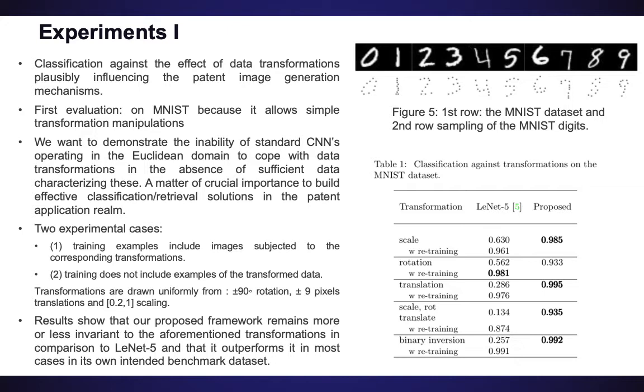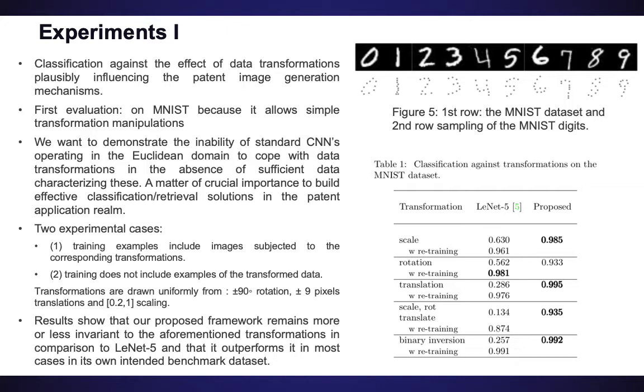We include here two experimental cases. One, when training examples include images subjected to the corresponding transformations, and two, when the training data set does not include examples of the transformed data. Table 1 here summarizes our results. The first column just indicates the transformation. The second column corresponds to the performance of the LeNet-5. And the third column is the performance of the proposed method.